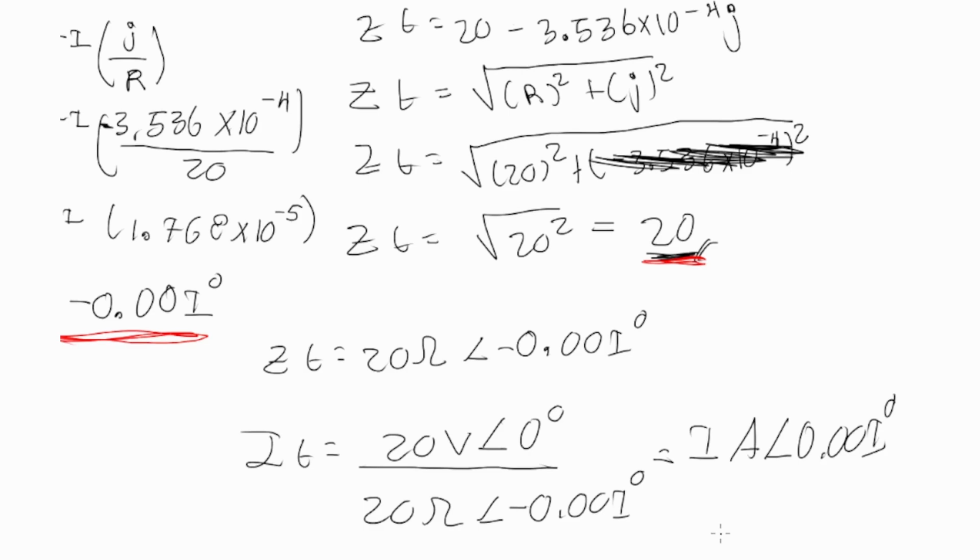Since it's a very small degree, you can just say that the phase angle of the total circuit, of the voltage, the impedance, will equal 0. However, if you like working with very precise numbers, then this is the value.